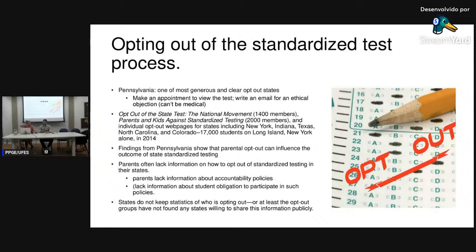And it's studied in the United States like a grassroots social movement. Yes. Because the parents themselves organize together to try to educate other parents on whether or not they can opt out of the test.